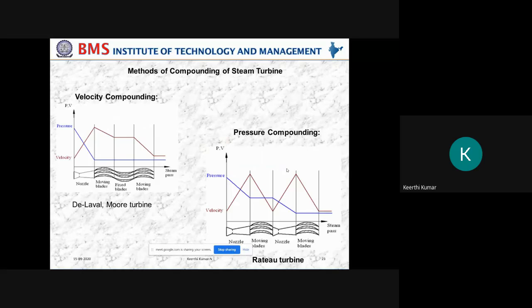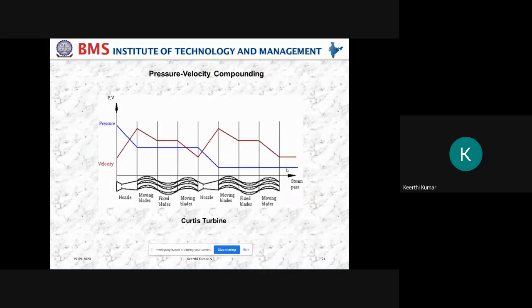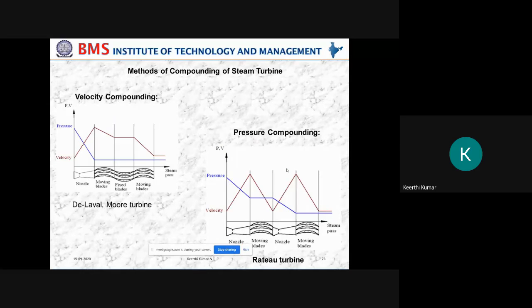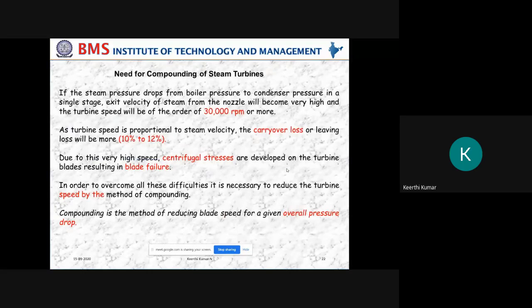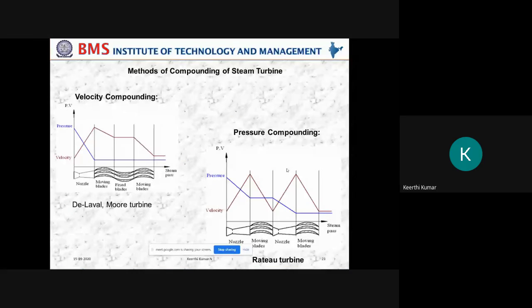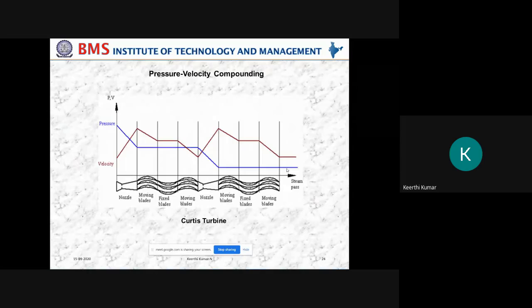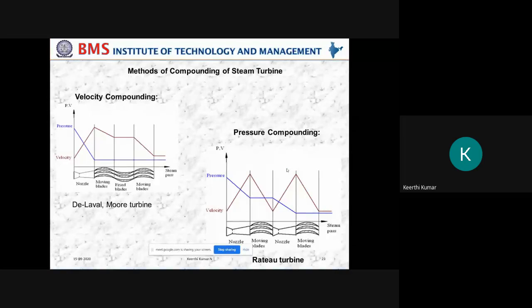Out of these three, one question is 100% in the exam. Definitely they'll ask what you mean by compounding, what is the need of compounding, and with a neat figure, explain any one compounding. So the need of compounding is important, and any one figure of velocity compounding, pressure compounding, or pressure-velocity compounding they'll ask in the exam. Make a note of this.